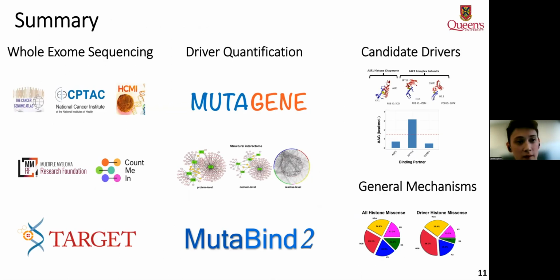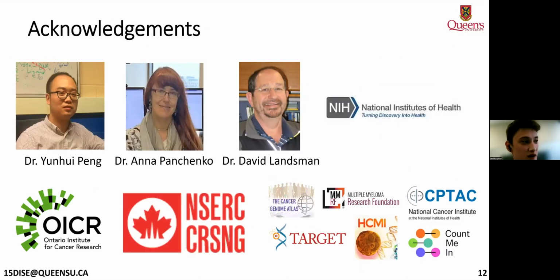So overall, from this project, what we've been trying to do is use whole exome sequencing in addition to various driver quantification methods to identify candidate driver mutations, histone mutations specifically. For example, those H3.1 E105K mutations that we discussed, in addition to finding general mechanisms whereby histone mutations can possibly promote oncogenesis.